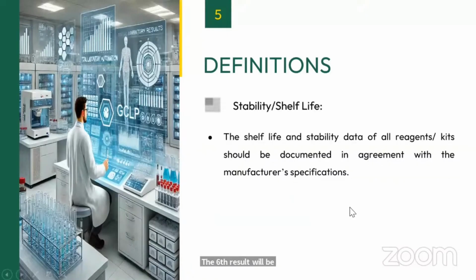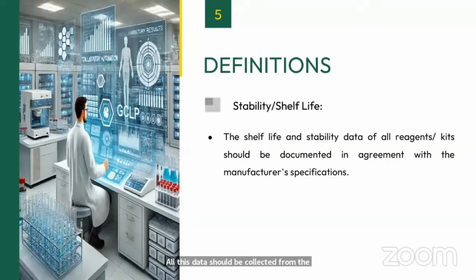Next is stability and shelf life. The shelf life and stability data of all the reagents and kits should be documented in agreement with the manufacturer's specification. So what is the shelf life? What is the span life? What is the open reagent life? What is the open reagent stability? All this data should be collected from the manufacturer.